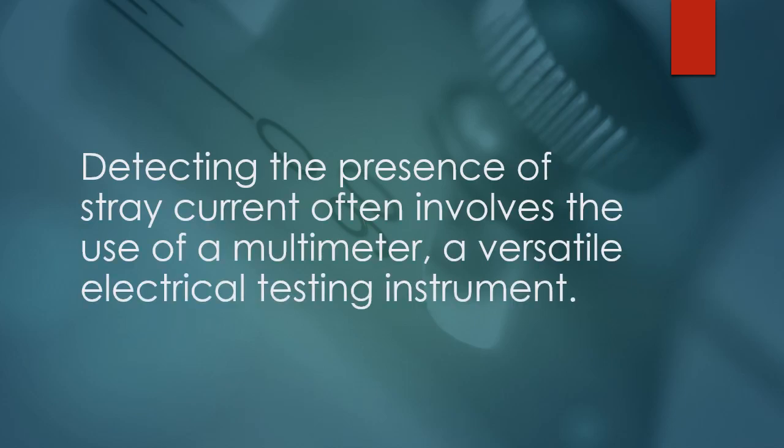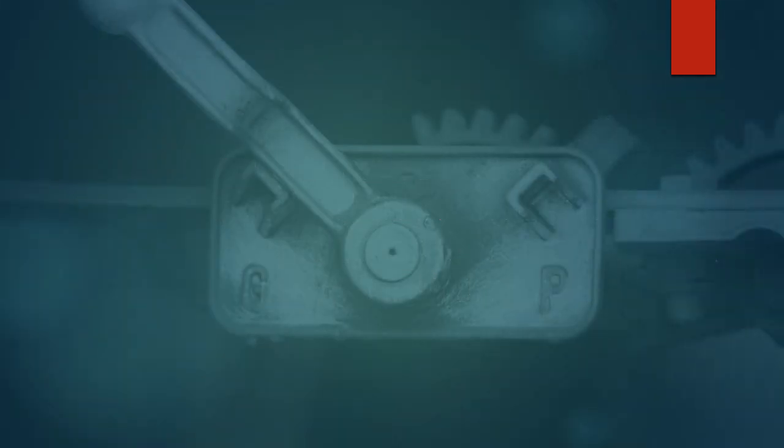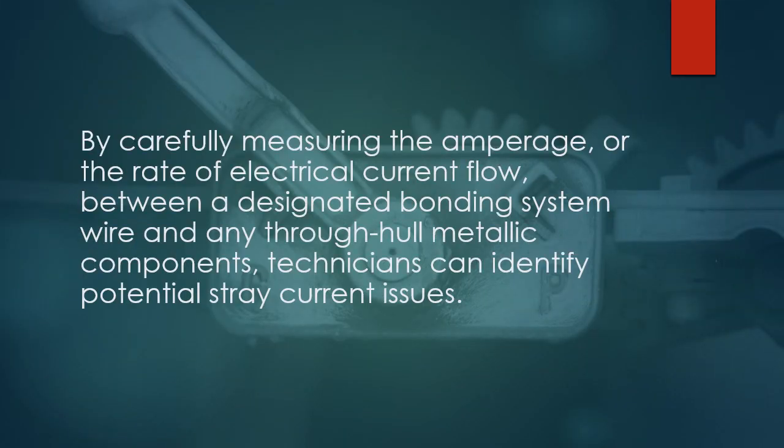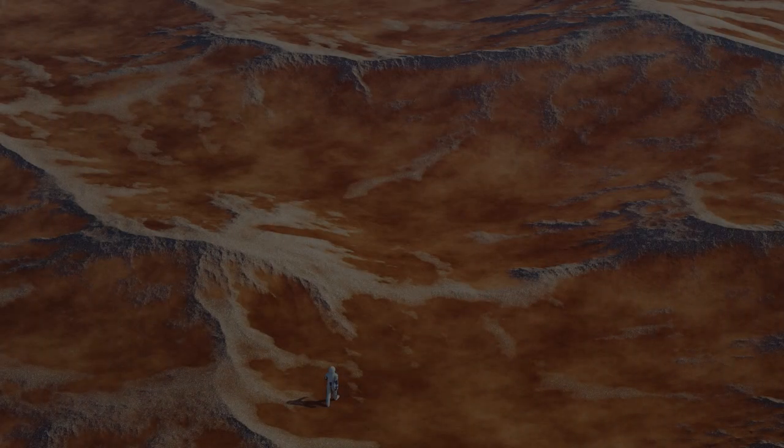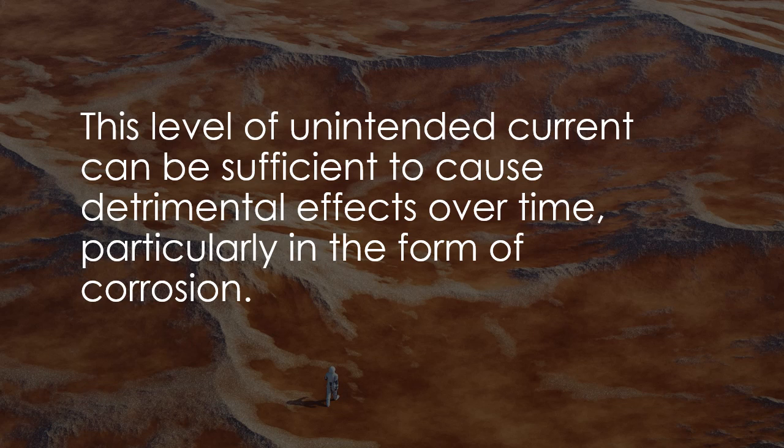Detecting the presence of stray current often involves the use of a multimeter, a versatile electrical testing instrument. By carefully measuring the amperage, or the rate of electrical current flow, between a designated bonding system wire and any through-hole metallic components, technicians can identify potential stray current issues. A current reading approaching or exceeding 1 mA is generally considered a warning sign, indicating an excessive amount of stray current flow. This level of unintended current can be sufficient to cause detrimental effects over time, particularly in the form of corrosion.